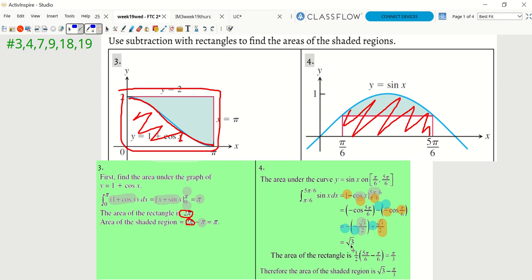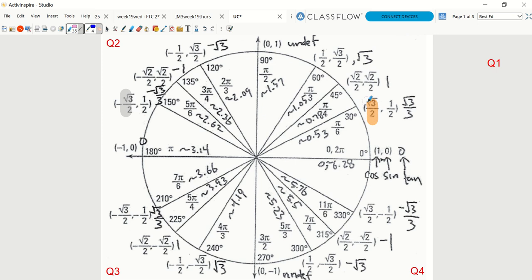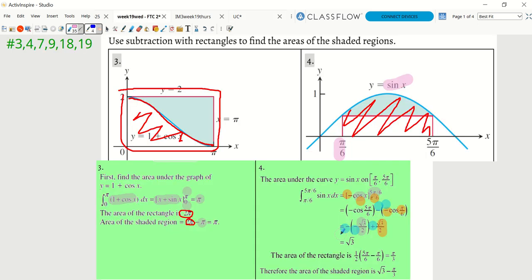So root 3 is the area underneath the curve, this zigzag red zone. For the area of the rectangle, the base is going to be 5 pi over 6 minus pi over 6 right here. And the height, we're going to plug in pi over 6 into sine of x, because the height of the rectangle happens to be this point on the blue curve. We could also plug in 5 pi over 6, but let's just plug in pi over 6 because that seems easier. When we plug in pi over 6 into sine of x, I get root 3 over 2.